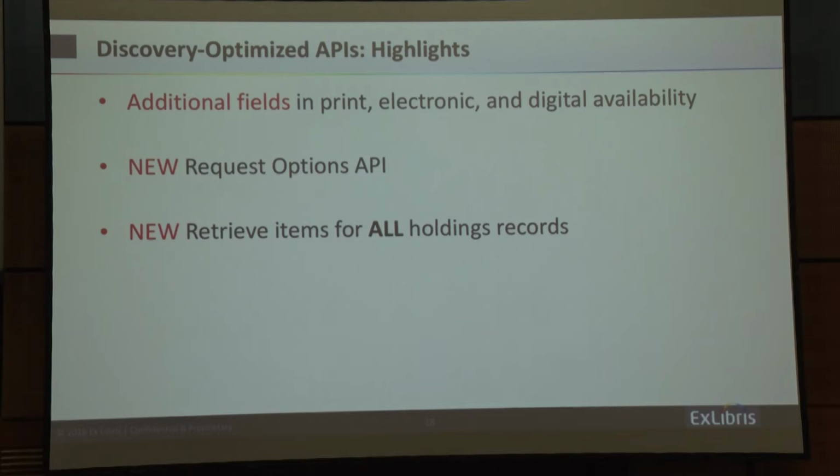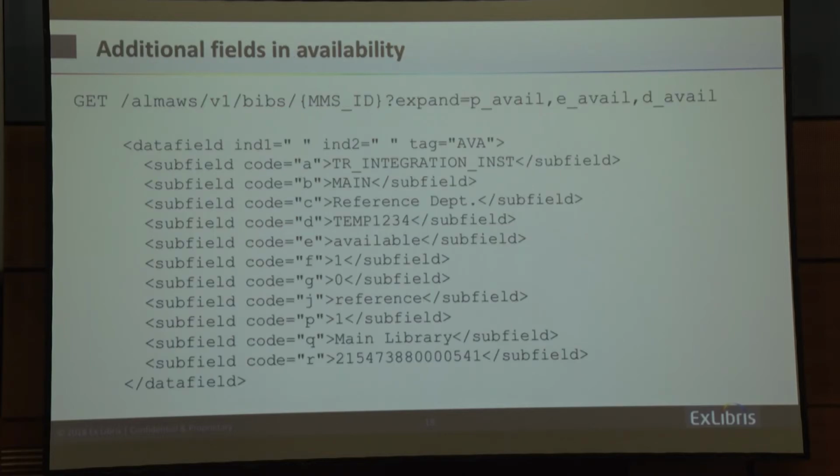So three major changes have been made. The first is we provide additional fields within the print, electronic, and digital availability so that, again, we're trying to expose all the data that you want to build an interface. You can show your users how you can get whatever this resource is. Second, we have a new request options API that shows you for a particular user what request options they have. And third, we have the ability to retrieve items for all holding records. So let's see a little bit more detail here.